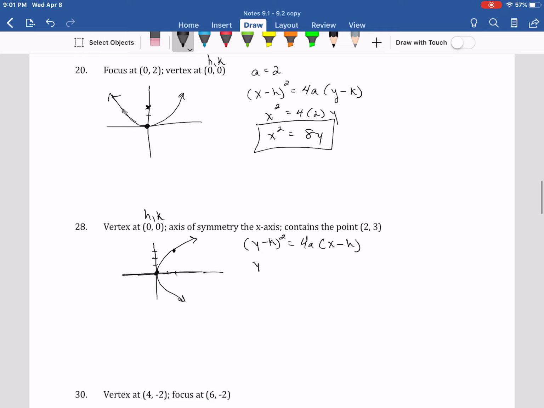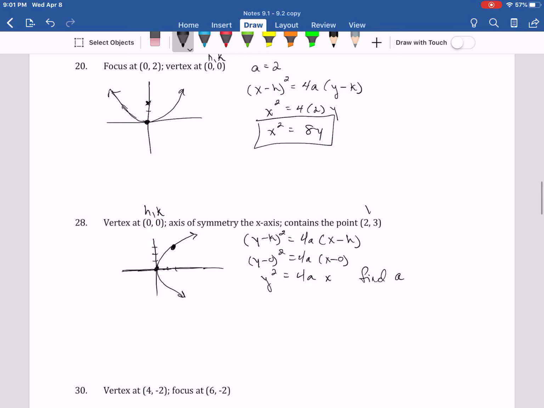So what do we have so far? y minus 0 squared equals 4a times x minus h, which is 0. So let's just write that as y squared equals 4a times x. I don't know a. I have to find a. Otherwise, it's not complete. Now, I haven't utilized the idea that I passed through the point 2, 3. 2, 3 is an x, y ordered pair. What happens if I put 2 in for x and 3 in for y into this equation?